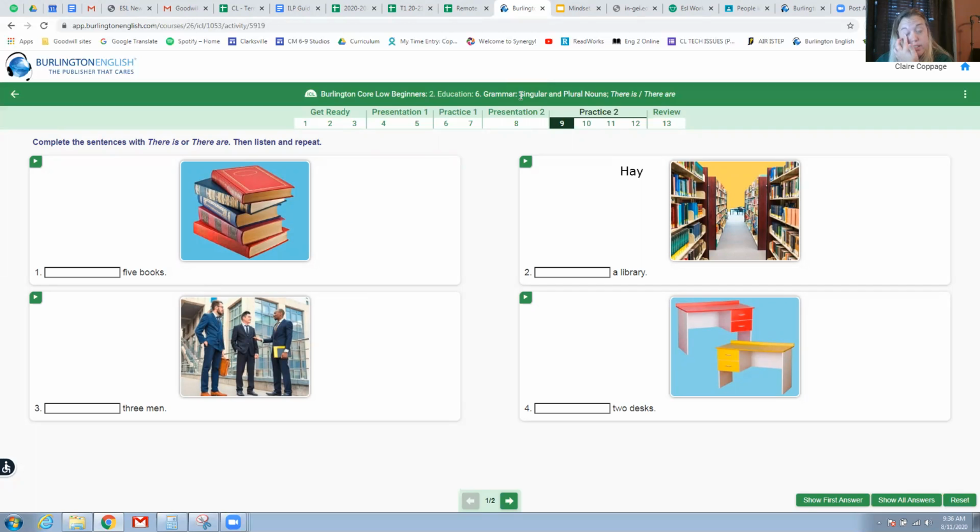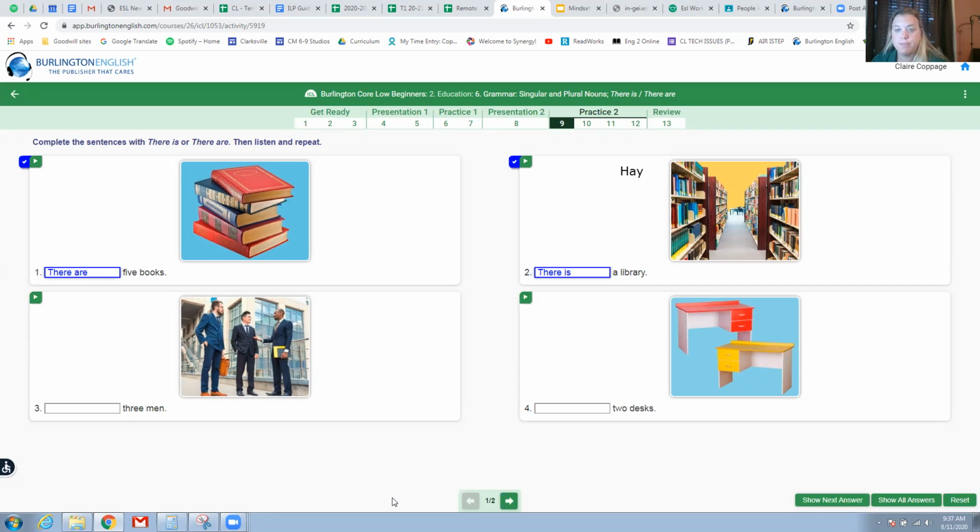All right, complete the sentences with there is or there are, then listen and repeat, okay? So Rocio, 5 books, there is or there are? There are. There are 5 books. Nice. Very good. Number 2, a library, Patty. Is. There is a library. Very good.